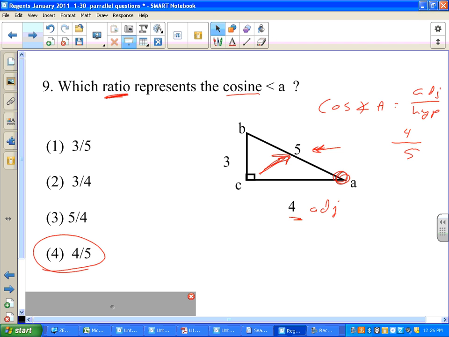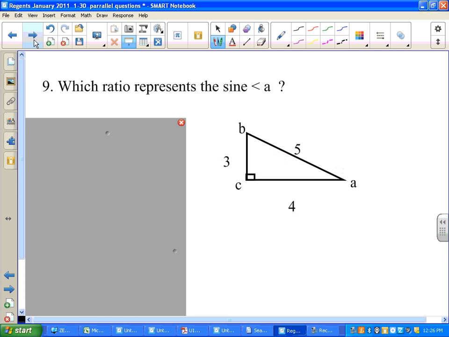Anytime you see a sine, cosine, or tangent question, we immediately open up to our reference table. We make sure that we have the proper ratio, adjacent over hypotenuse, for cosine. We identify the adjacent side and the hypotenuse side. Always identify the hypotenuse side first. Then the other side that your angle is touching is the adjacent side. The side that your angle is not touching is the opposite side. And then answer the question. So far, 1 through 9 have been pure vocabulary questions. Let's take a look at what number 10 says.